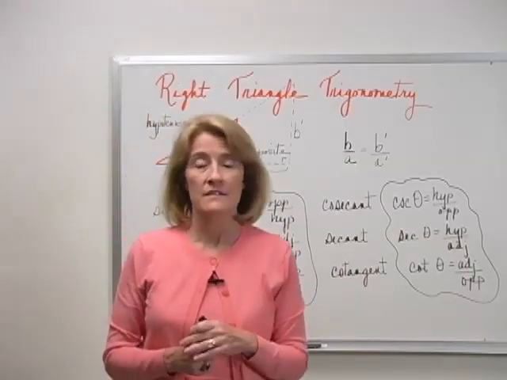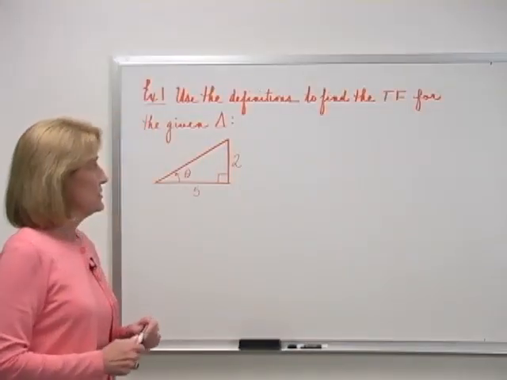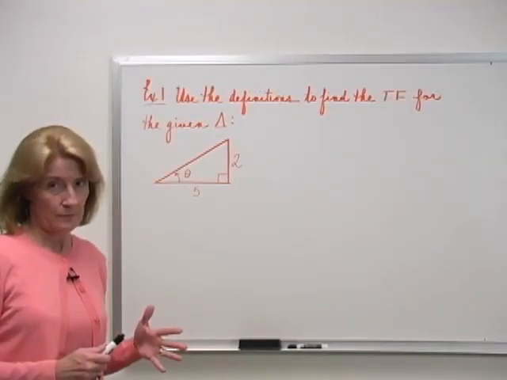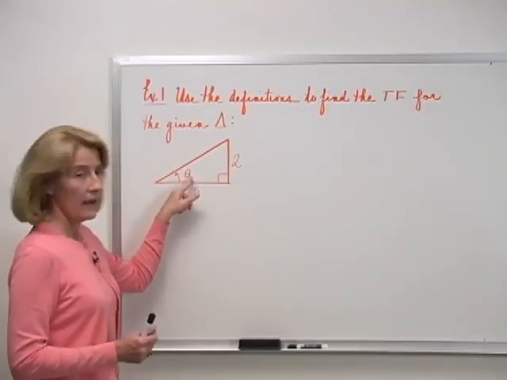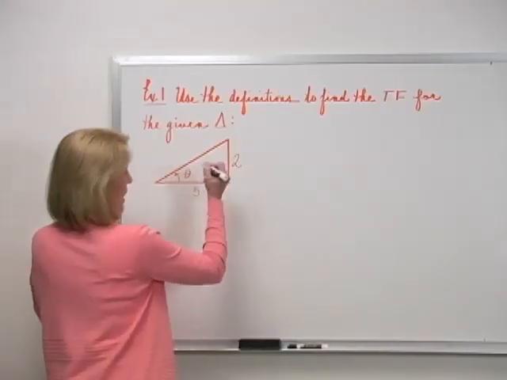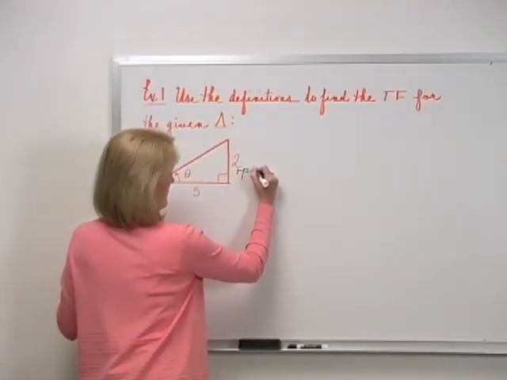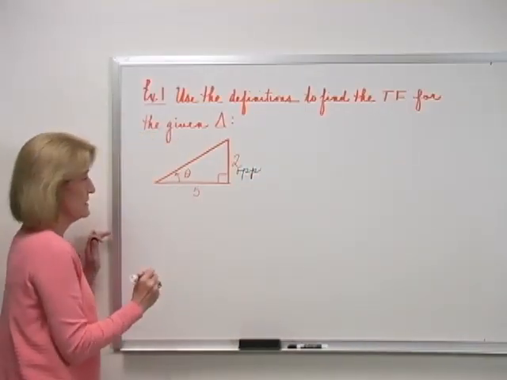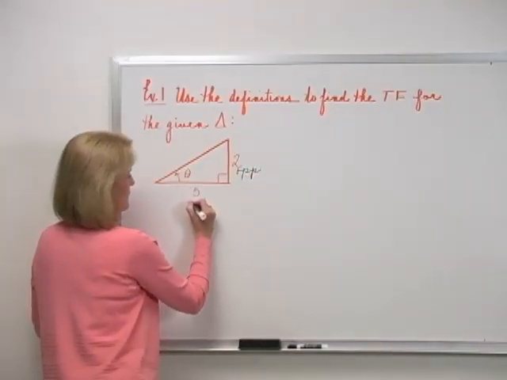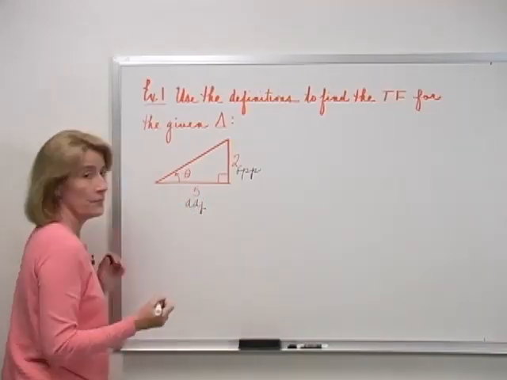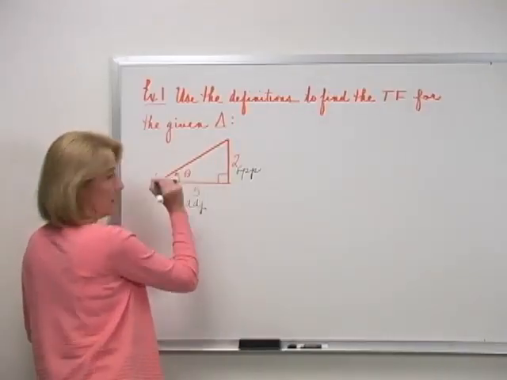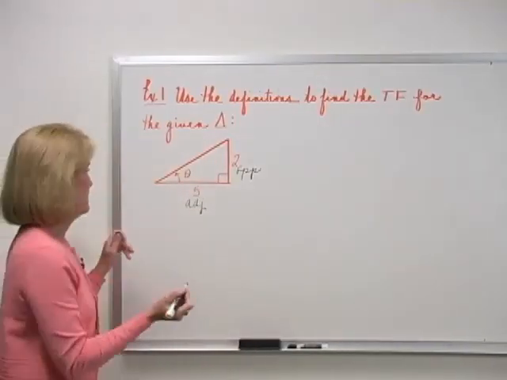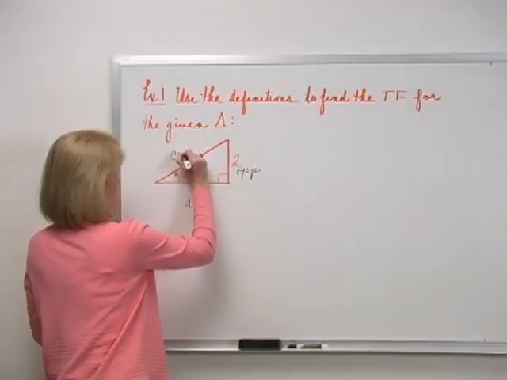Now let's take a look at an example of how this is used. Use the definitions to find the trig functions for the given triangle. All right, so what do we have? We have a right triangle, we have a designated angle theta, and we know that the side opposite theta is 2 units long, and the side adjacent to theta is 5 units long. So what's missing? Well, of course, what's missing is the hypotenuse, this side right here. We know this is a right triangle, so let's find the hypotenuse. We want to know the length of side C.